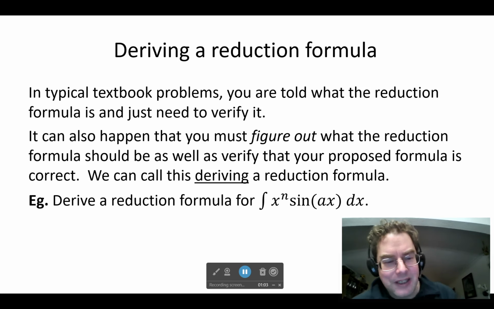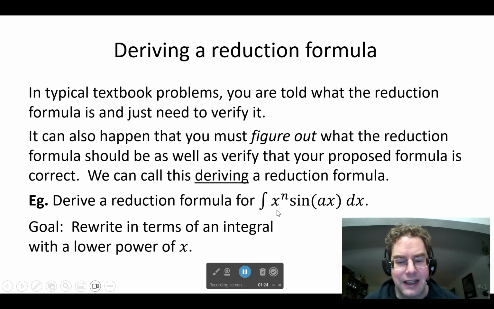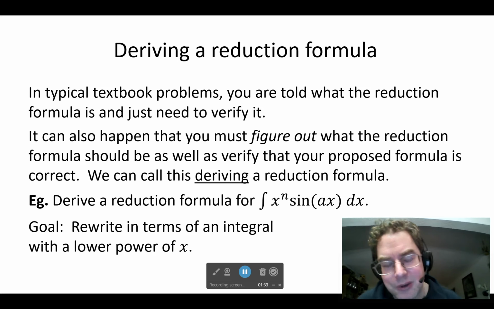So here's the example we're going to take a look at. Derive a reduction formula for the integral of x to the n times sine of ax dx. In any reduction formula, the idea is that you're going to have some power of something, and you're going to try to rewrite that in terms of an integral that has a lower power than the original. So that's one of the key criteria that we're looking at for a reduction formula.